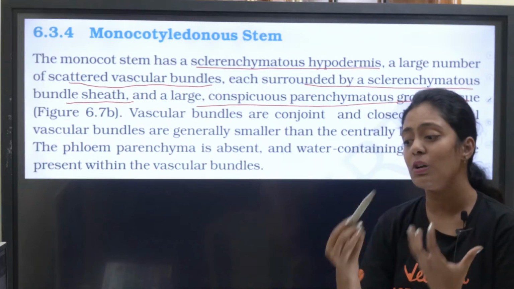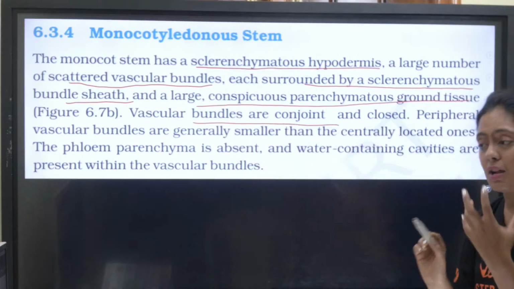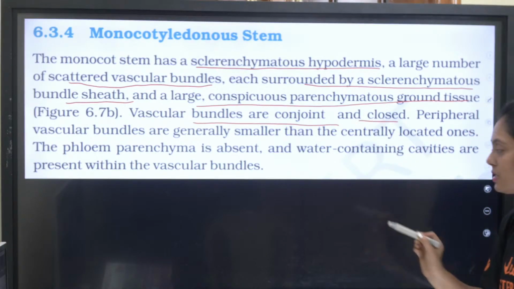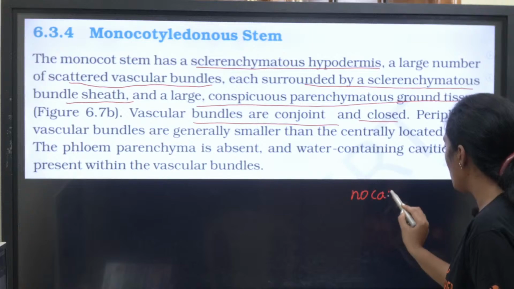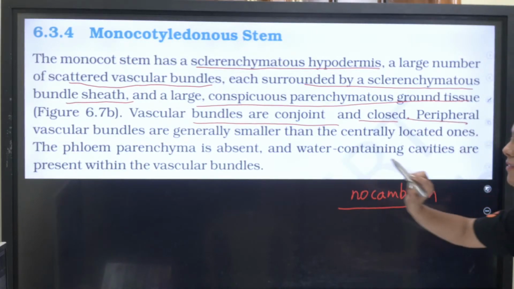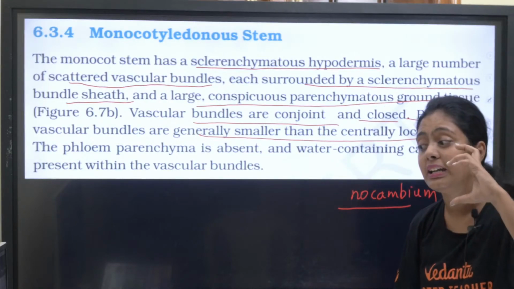When I show you the picture, you will understand very clearly. Vascular bundles are conjoint, that means they are present together. They are closed. There is no cambium. Okay, the peripheral vascular bundles are generally smaller than the centrally located ones.